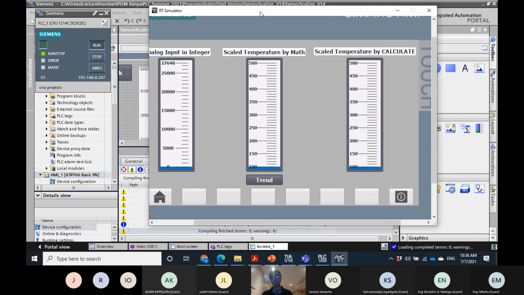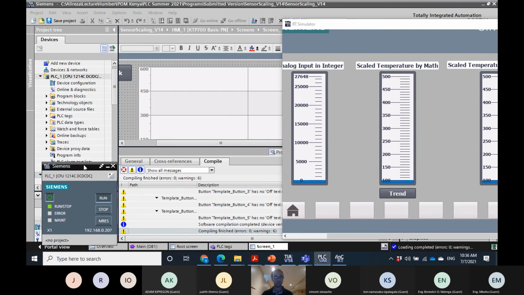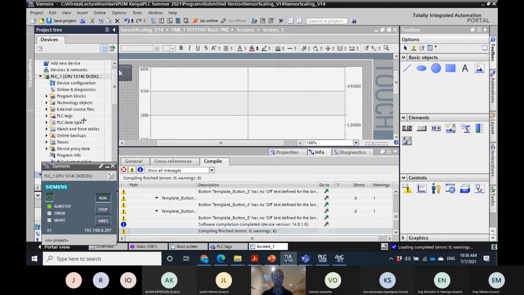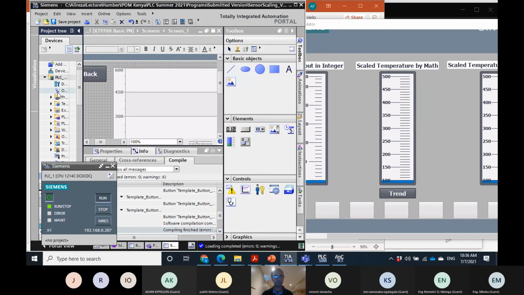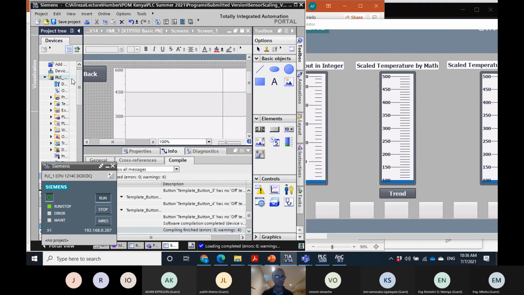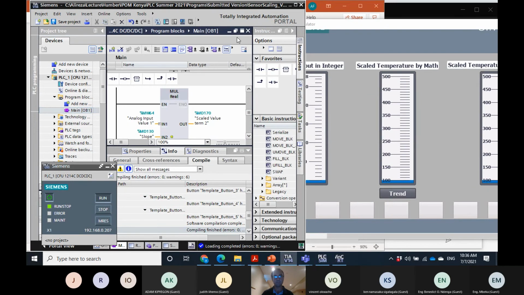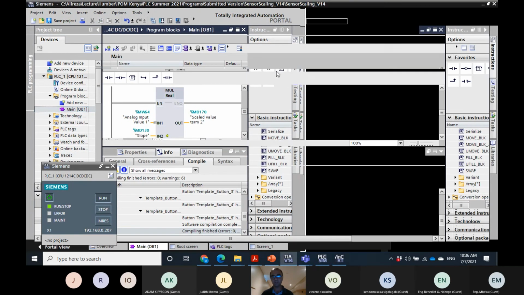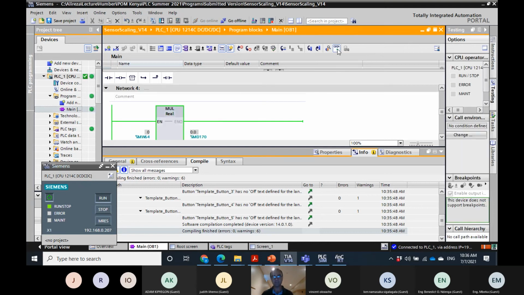So let's go back and let me just make some space here. Okay, I want to minimize it. Oh, not that much. Okay, in the PLC, this is the program block. Open that. Yeah, click on this to monitor the values inside the PLC. Okay, here is the PLC.